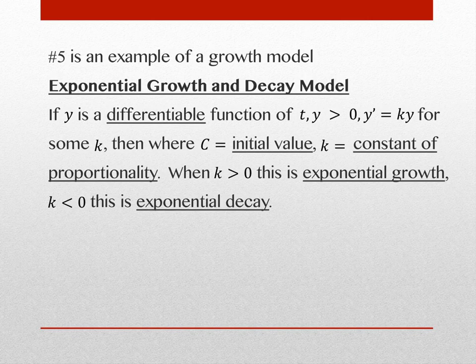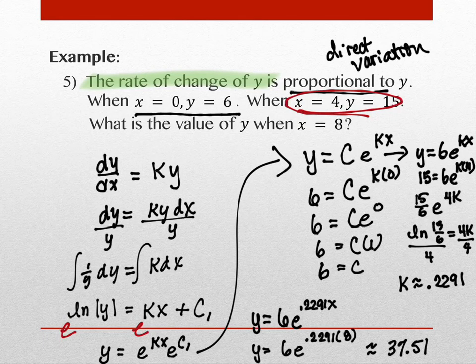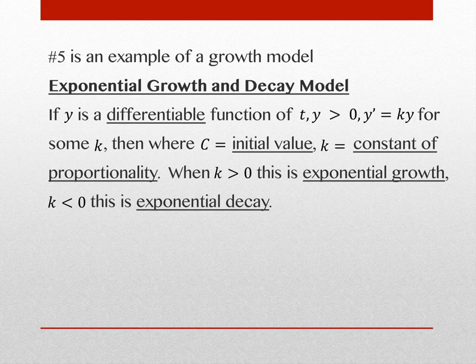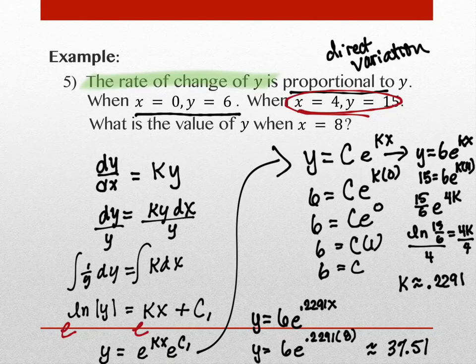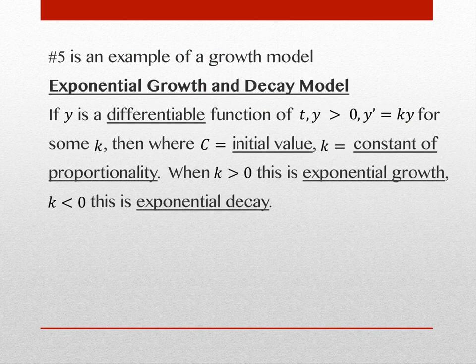So if y is a differentiable function of t, and y is positive, and y prime is equal to kx, right? That's how we started this. Y prime is equal to kx. That's one of the very first things we wrote down on example 5. Then y is going to equal c e to the kt. Notice that's exactly what we got right here. I'll circle it. y is equal to c e to the kt. That will always happen. We call c the initial value. We call k the constant of proportionality. And if k is positive, it's growth. That's the problem we just had. If k is negative, it's decay. And it's either growing or decaying exponentially.